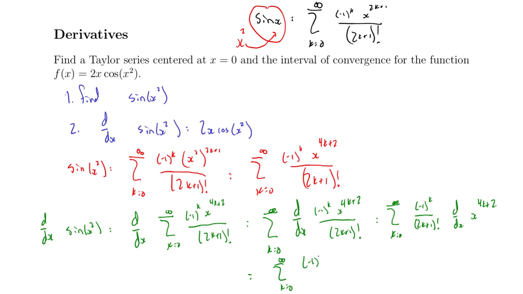So we've got negative 1 to the k times 4k plus 2 over 2k plus 1 factorial times x to the 4k plus 1. And that's a Taylor series structure for x squared sine of this thing here, 2x cosine x squared. There we go. You should go ahead and check that and see if it's the same as what you got when you took the cosine thing, composed x squared inside of that, and multiplied it by 2x.